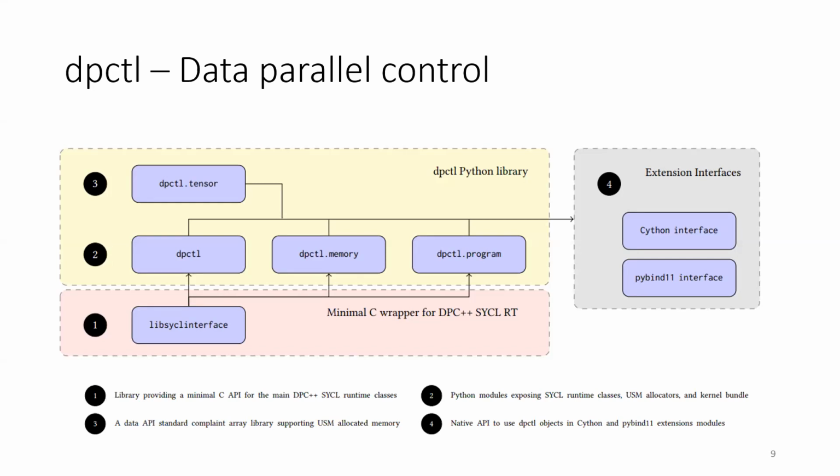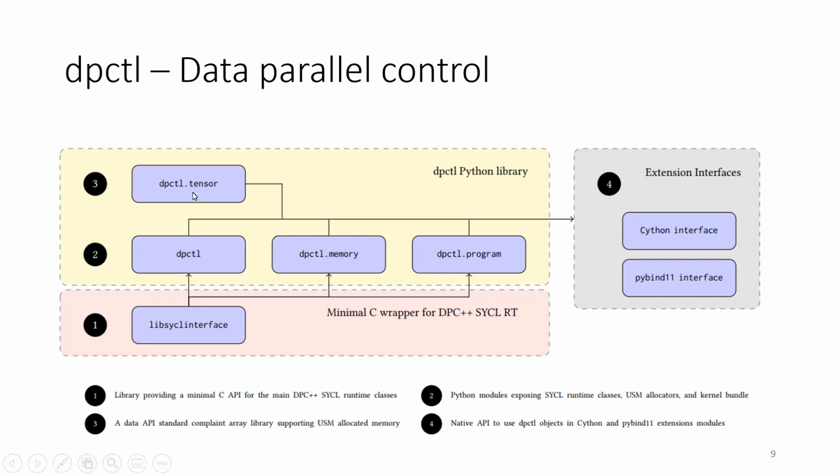The dpctl module is the wrapper for SYCL classes, and dpctl.memory wraps the unified shared memory allocators. Unified shared memory is a concept in SYCL. It's a pointer-based memory handling approach for transferring data from host to device. So dpctl.memory wraps these USM allocators, and dpctl.program wraps the SYCL kernels and kernel bundles.